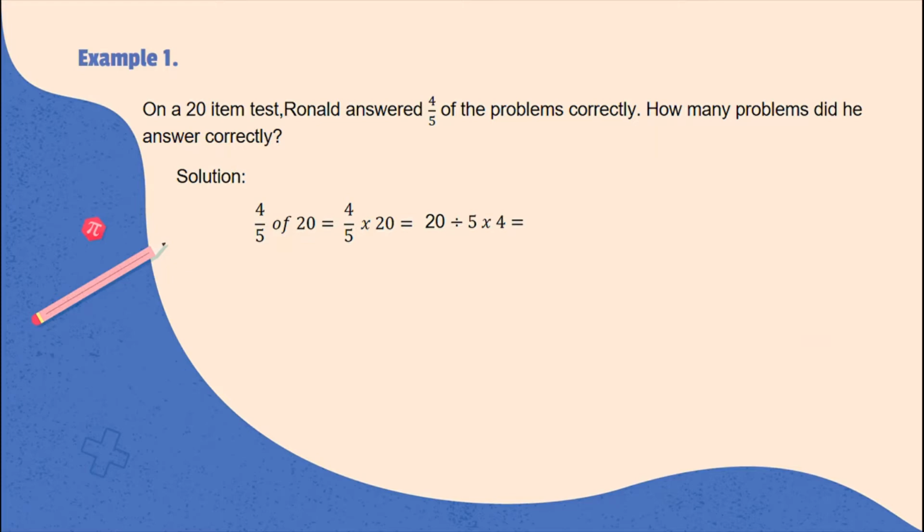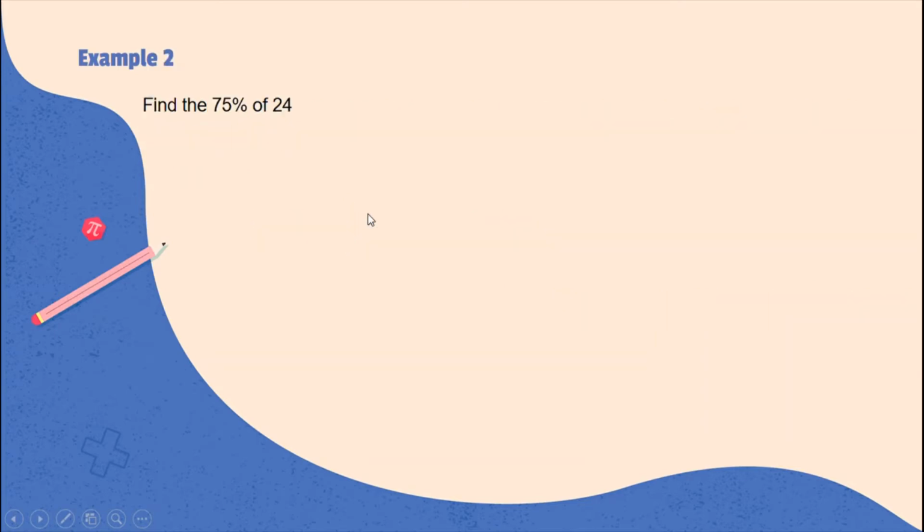Okay, so let's do the calculation now. 20 divided by 5 is 4, and 4 times 4, the answer is 16. So therefore, Ronald answered 16 problems correctly. Always remember that when we multiply a fraction by a whole number, just divide the whole number by the denominator and multiply it by the numerator. Let's proceed to example number 2.